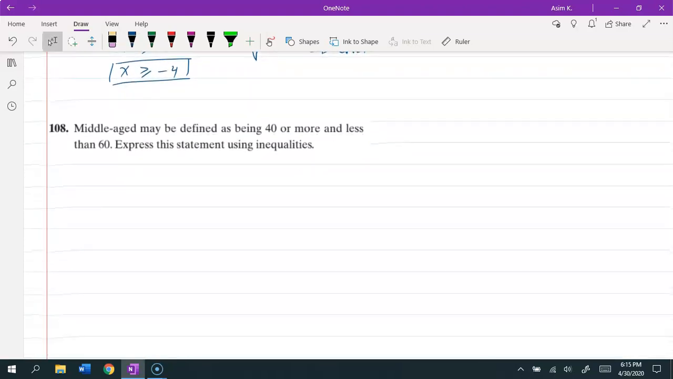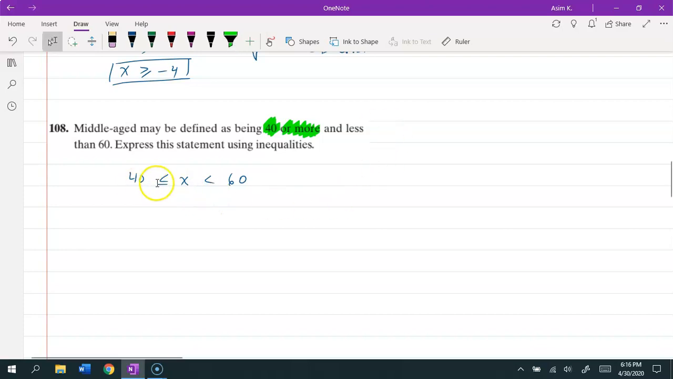Middle-aged men may be defined as being 40 or more and less than 60. Okay, so if you're a middle-aged man, you're 40 or more and less than 60. It says express the statement using inequalities. So one of the ways that you could say this is you can put an x in the middle, and you can put inequalities like this and write down 40 and 60. Now, if you're wondering why did you put an equal sign on one of them, it's because it says you can be 40 or more, right?